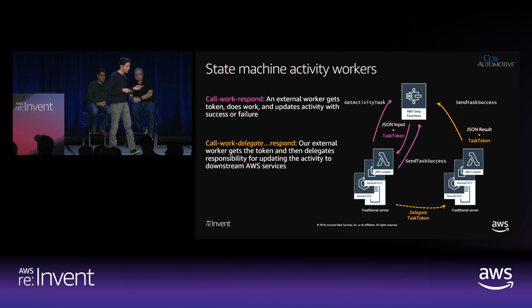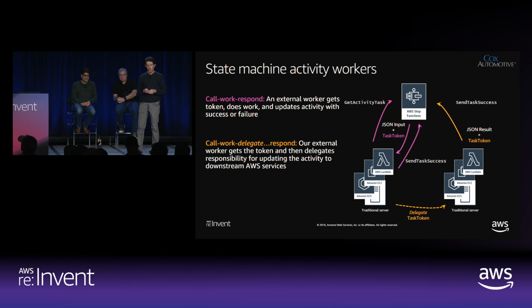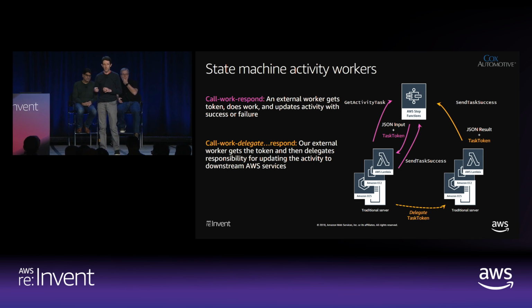So the first part happens, but then that token that you get from the state is essentially delegated to any number of downstream services that you want it to be delegated to, or downstream workers. And eventually, something needs to pass a task token back to the state so the state can update itself. And this is what's allowing us to have this kind of out-of-band process happen within our pipeline.